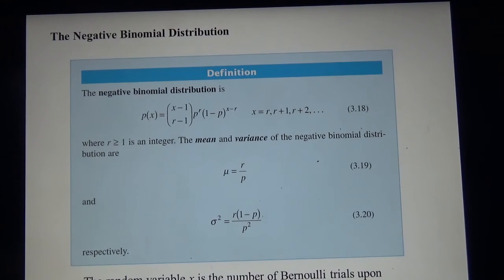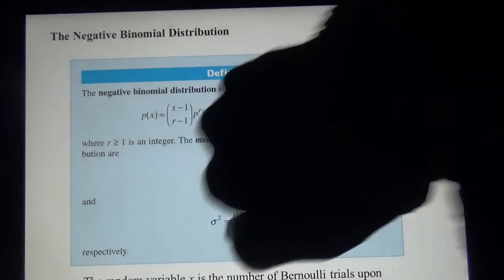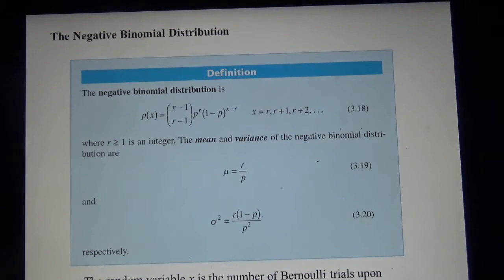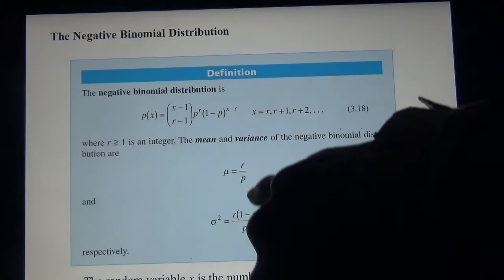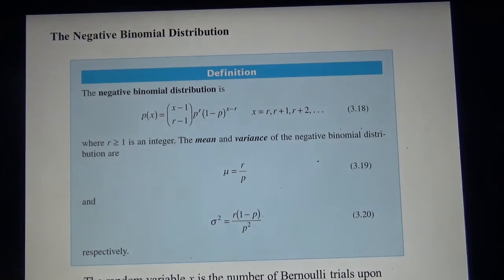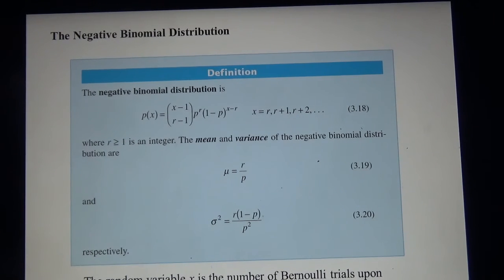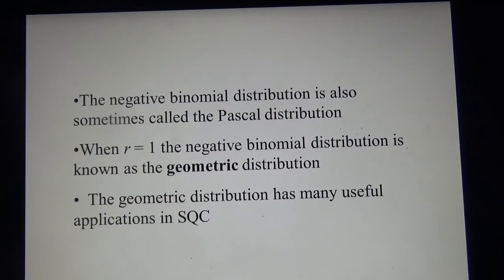There is also a negative binomial distribution. Here you see the formula changes, x minus 1 and r minus 1, and the average and the variance change. We may sometimes use these formulas in order to understand the distribution of the data. So there are connections between the distributions.